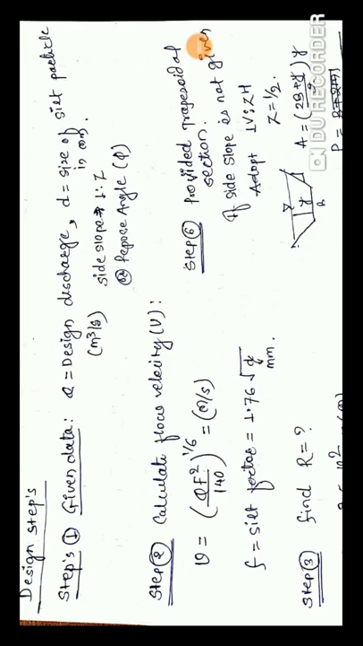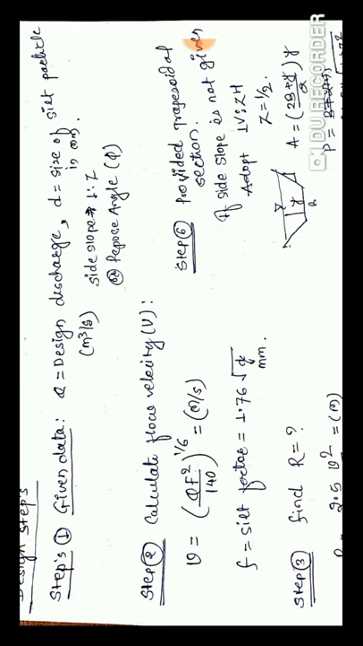So, design steps. What data is required for the design? The data required is design discharge in meter cube per second, size of the silt in mm, and side slope if it is given, and Lacey also gave us side slope of one vertical to half horizontal. In the second step we calculate the velocity as V is equal to (Q f square divided by 140) raised to the power 1 by 6. If we put Q in meter cube per second, then we will get velocity in meter per second, and f is the silt factor, calculated as 1.76 root of d.